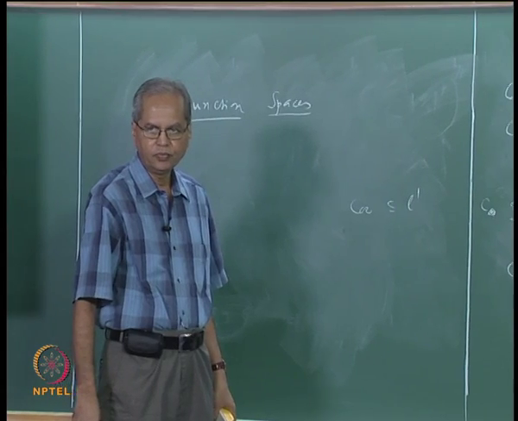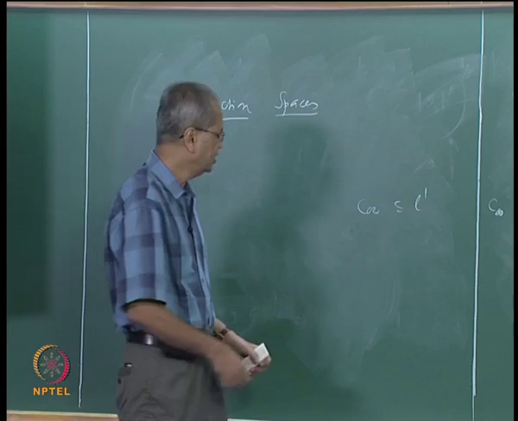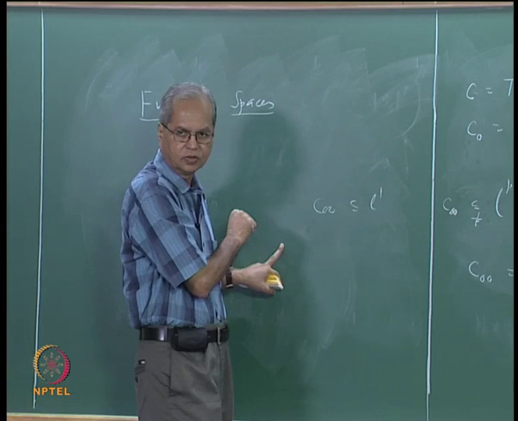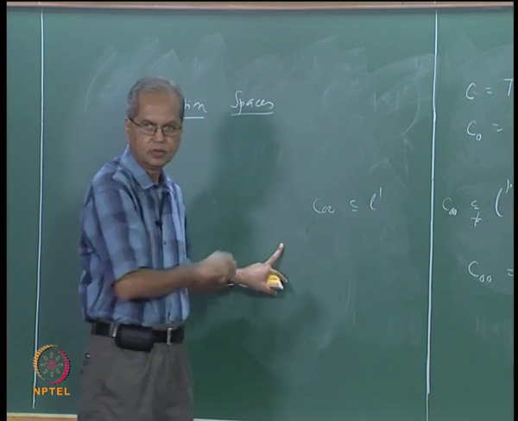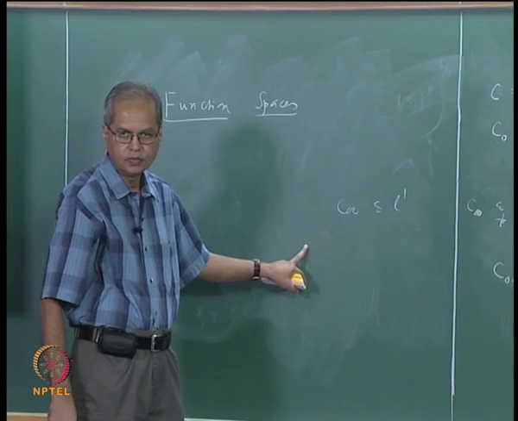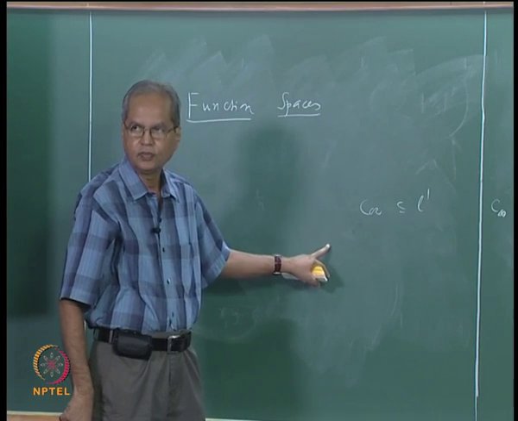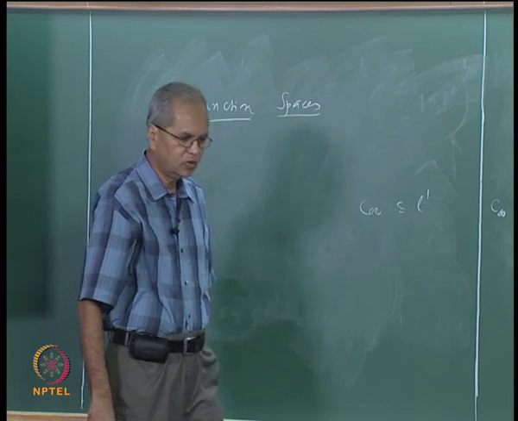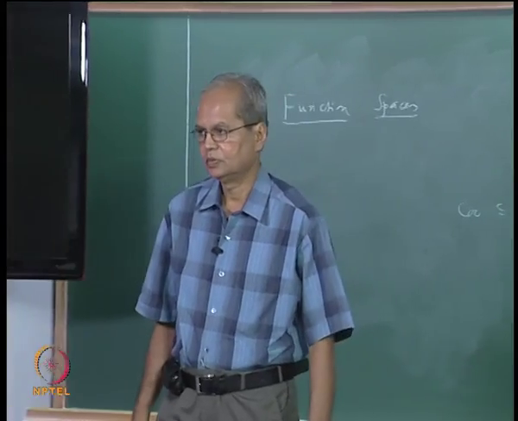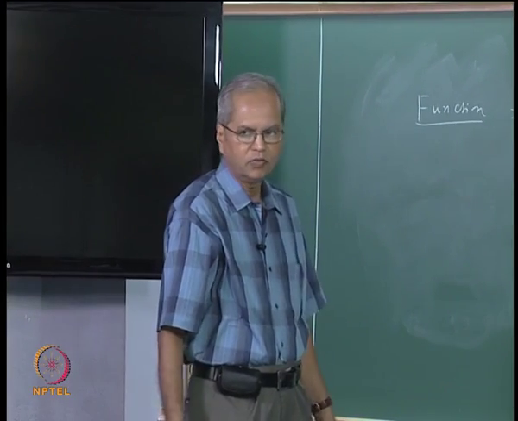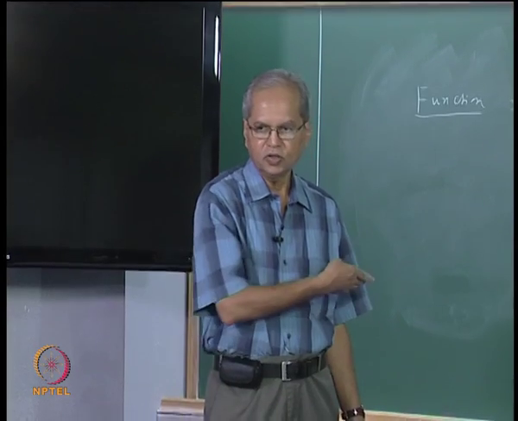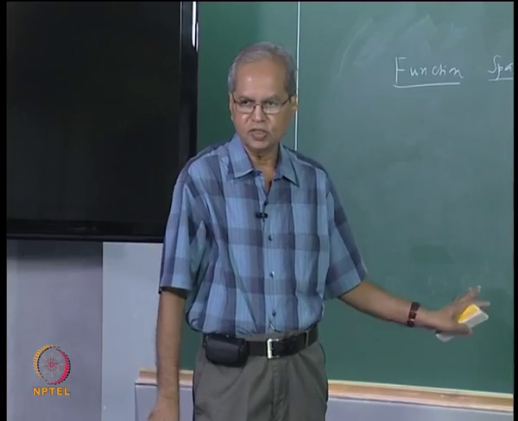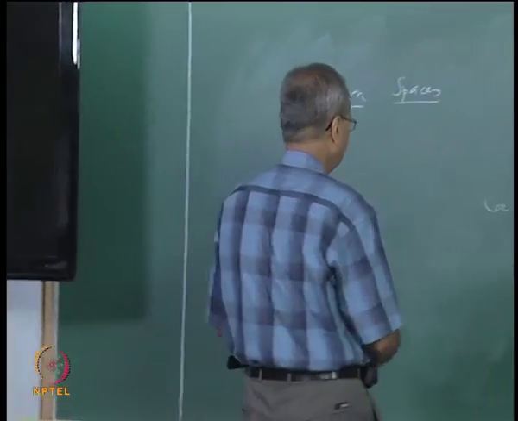So what we want is an example which belongs to L1 but not to C0 naught. So what is the sequence? Is it so difficult a question? What about 1 by n square? 1 by n square is in L1, and it is not in C0 naught. If infinitely many terms are non-zero it is not in C0 naught, right.